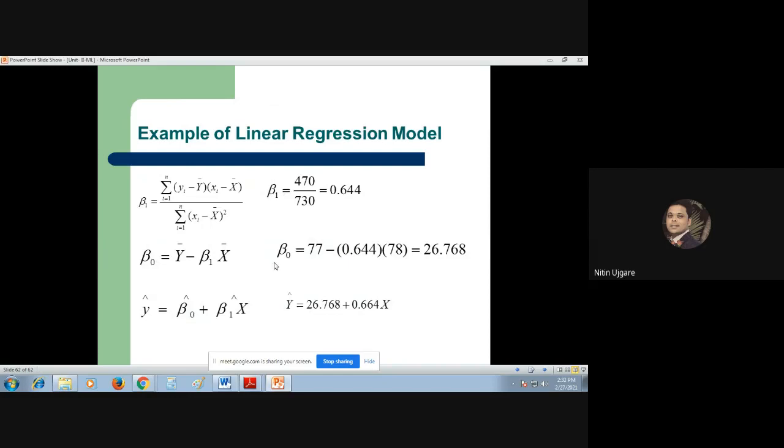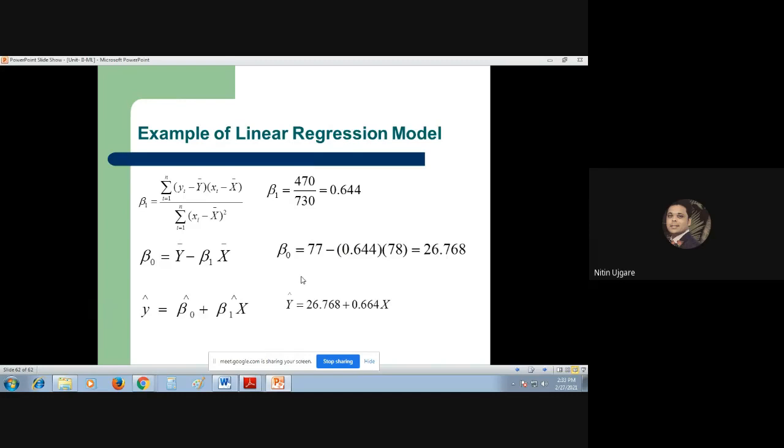That means the linear regression line that I am going to build will intercept the y-axis at the point 26.76, and this line has the slope of 0.644. So these are my model's parameters. Unless and until I compute these model parameters, I cannot draw the linear regression line for my xy plane. That's clear. So the fundamental objective is to compute the value of the model's parameters beta 1 and beta 0, and that we have done.